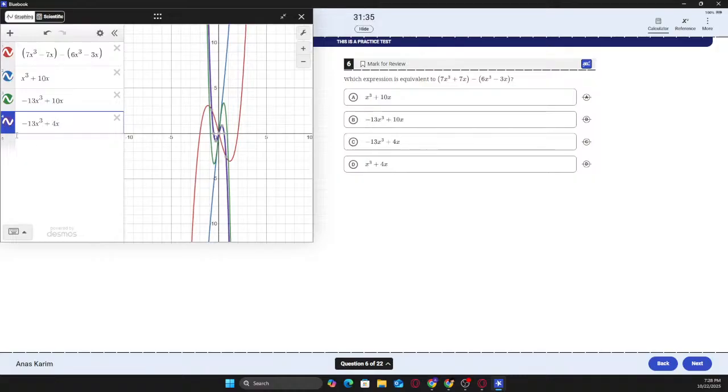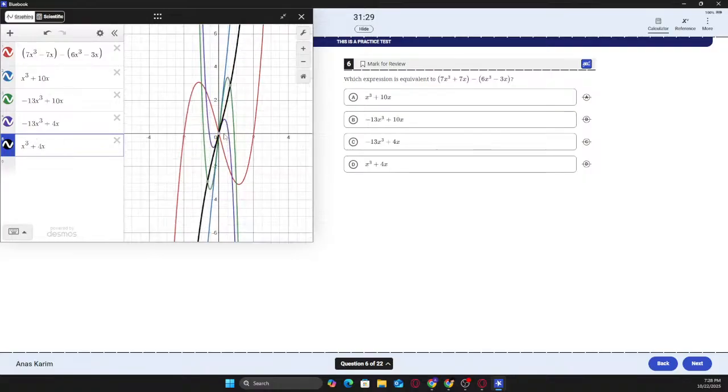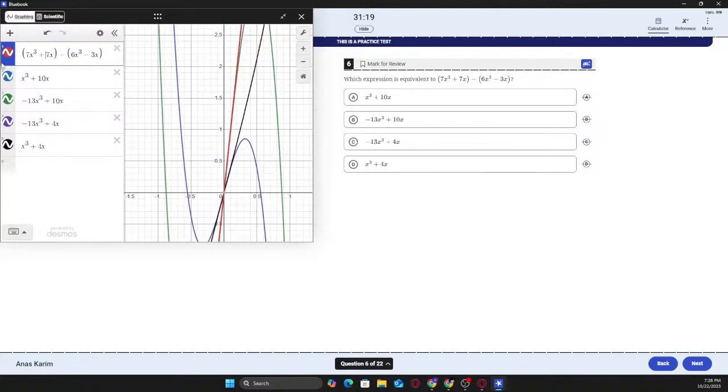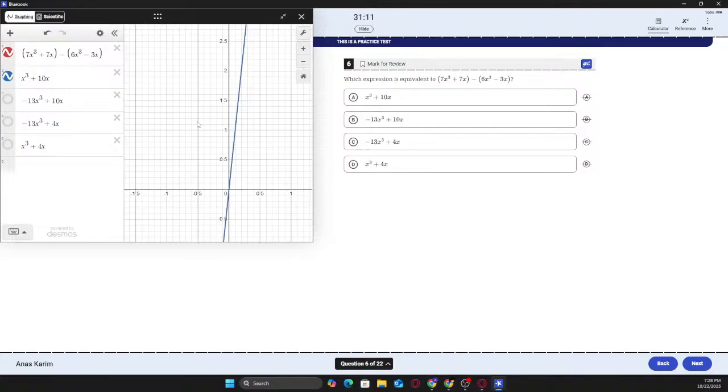That is not the case either. Final one, alright? X cubed plus 4x. Okay, I might have typed something wrong. Yeah, I did type something wrong. It's x cubed plus 4x. Okay, it was the blue function, the top bottom one. I did type something wrong, but it's right here. Human error does occur. The answer is A.